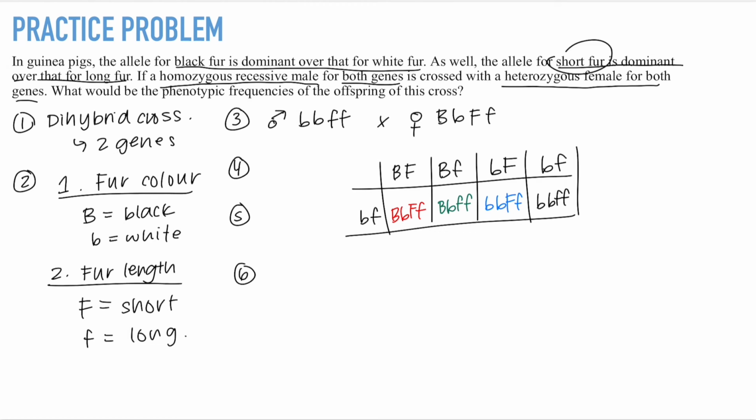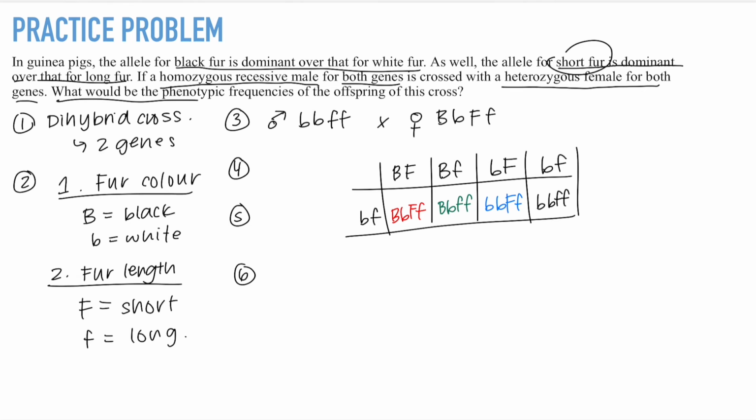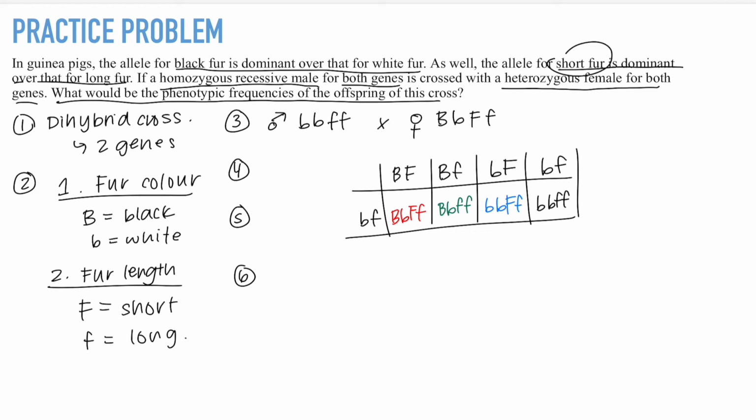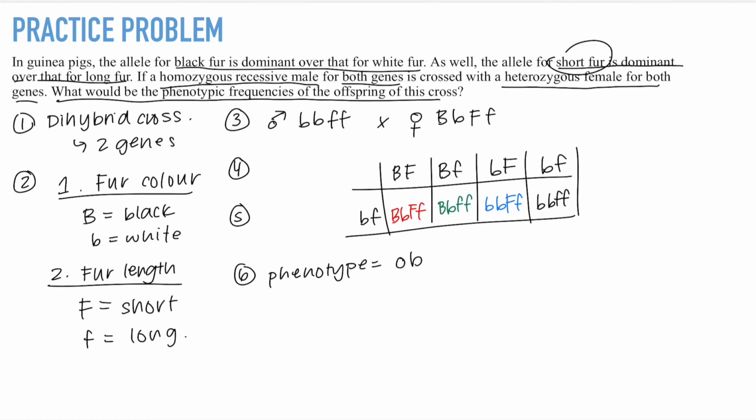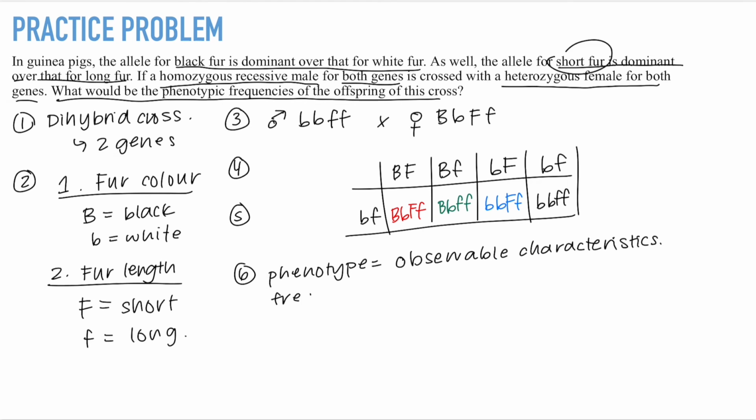The last step is to answer our question, and that is what would be the phenotypic frequencies of the offspring of this cross. To help us format our answer properly, we can break down the phrase phenotypic frequencies. We know that phenotypic is derived from the word phenotype, which relates to the observable characteristics of an organism. As well, frequency simply relates to the ratio of one thing to another, and it is formatted in decimals as well as commas. And so, if we put everything together, we know that our answer should have descriptions of the offspring as well as decimals and commas.